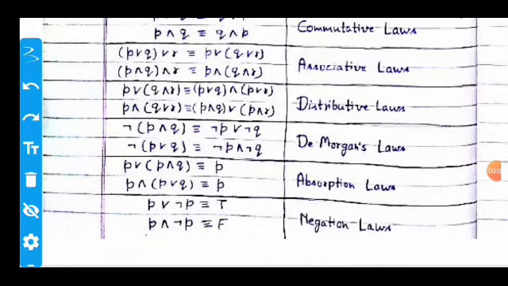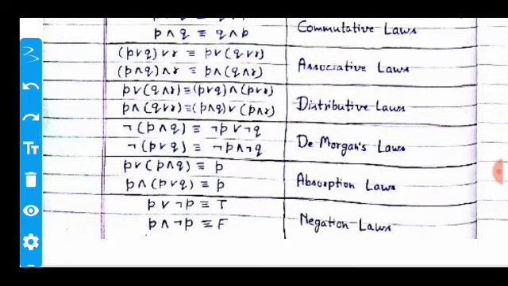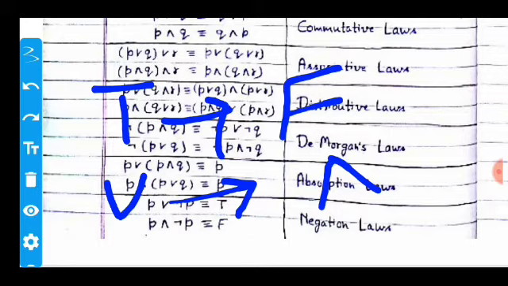Now comes De Morgan's law. De Morgan's law is also called the dual of a compound proposition. Meaning when we negate P and Q, it is equivalent to not P or not Q. Meaning true becomes false and vice versa, and AND becomes OR and vice versa.